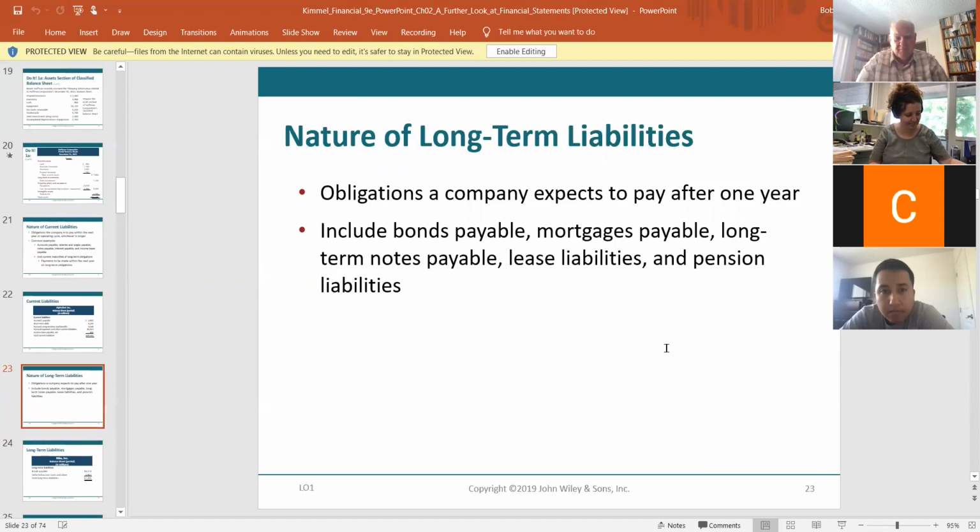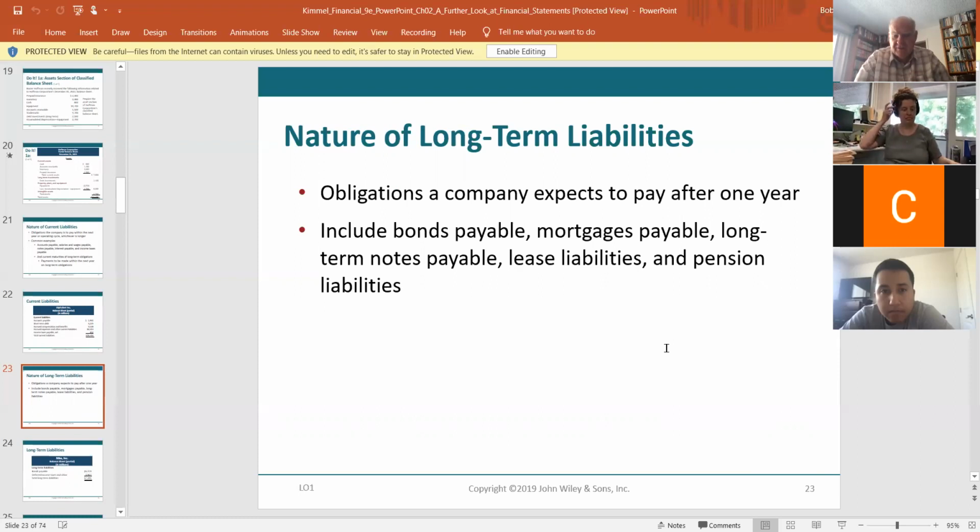Nature of the long-term liabilities. The long-term liabilities, we're going to be paying year after year. A bond, maybe. Maybe we borrowed money for 30 years. We bought a 30-year bond. That means that we received $100,000, say, today.